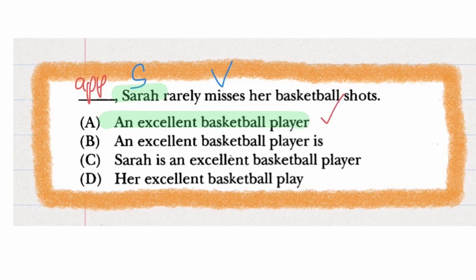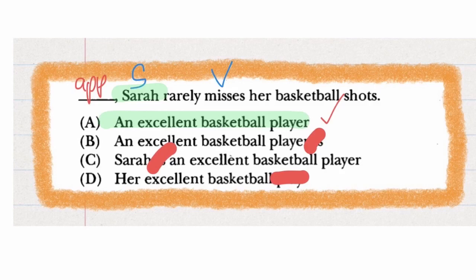Answer B and C are not correct because they each contain the verb is, and an appositive does not need a verb. Answer D contains a noun, play, that could possibly be an appositive. But play is not the same as Sarah, so this answer is not correct.